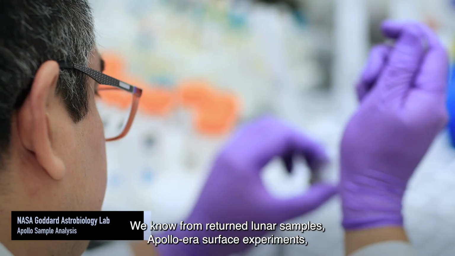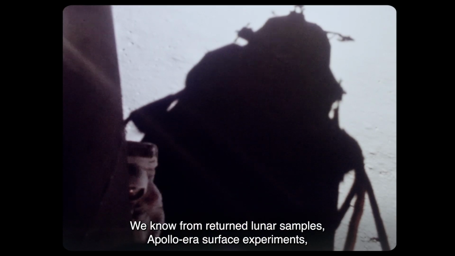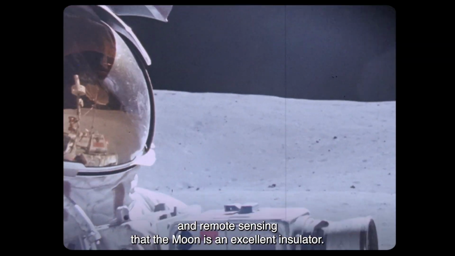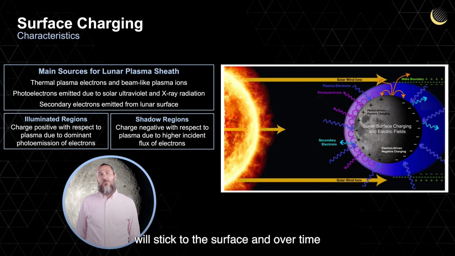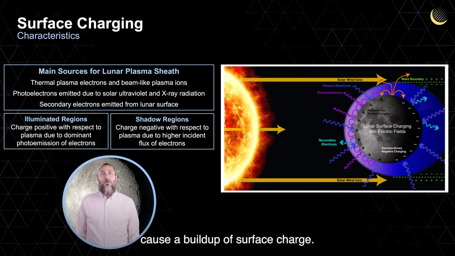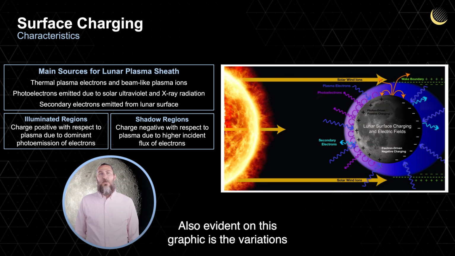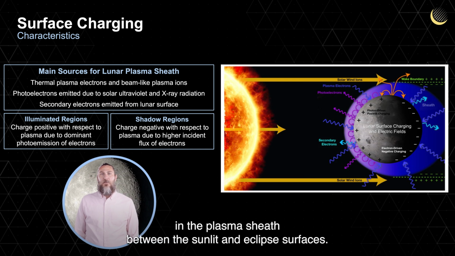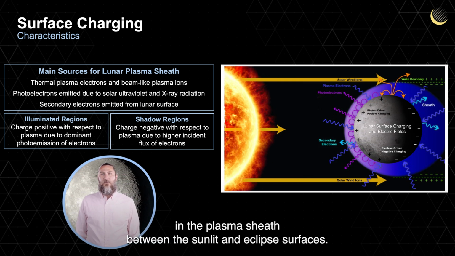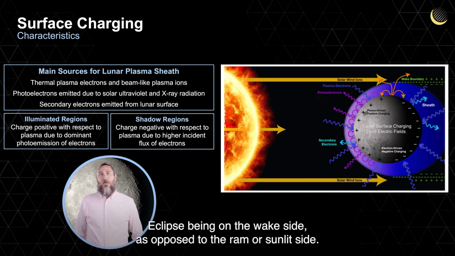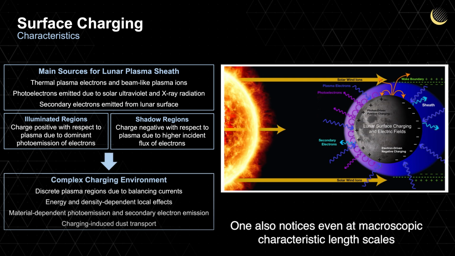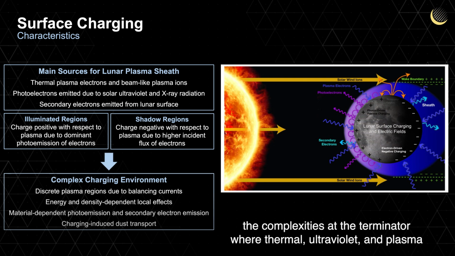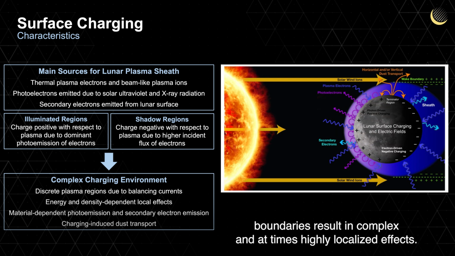We know from returned lunar samples, Apollo-era surface experiments, and remote sensing that the Moon is an excellent insulator. This means that incident charged particles will stick to the surface and over time cause a buildup of surface charge. Also evident on this graphic is the variations in the plasma sheath between the sunlit and eclipsed surfaces, eclipse being on the wake side as opposed to the RAM or sunlit side. One also notices, even at macroscopic characteristic length scales, the complexities at the terminator where thermal, ultraviolet, and plasma boundaries result in complex and at times highly localized effects.